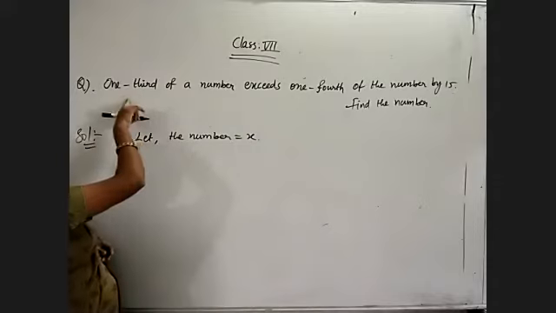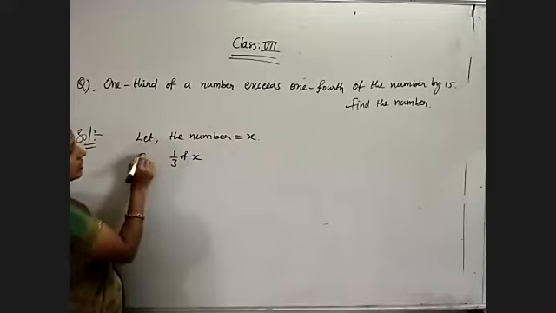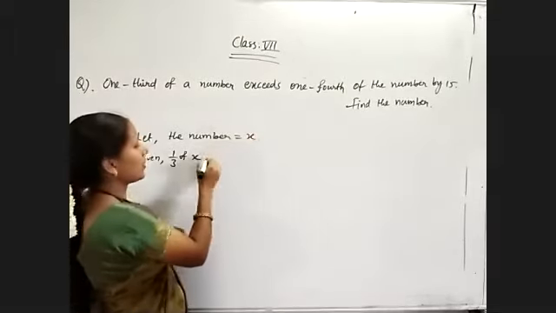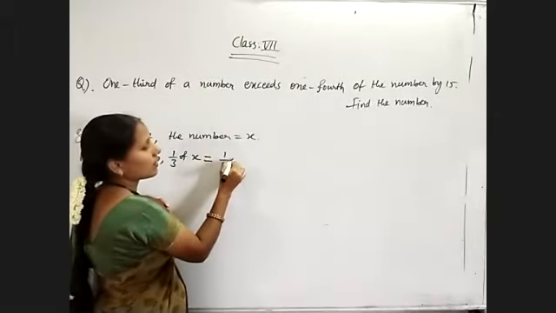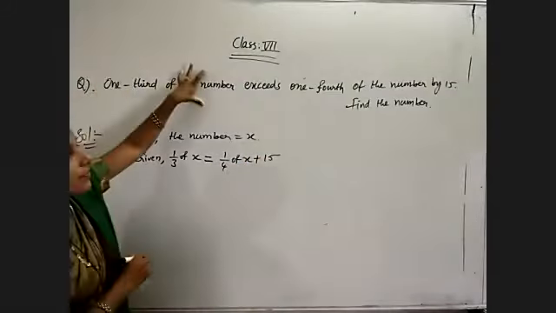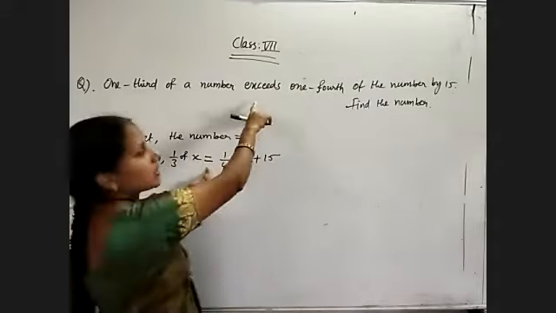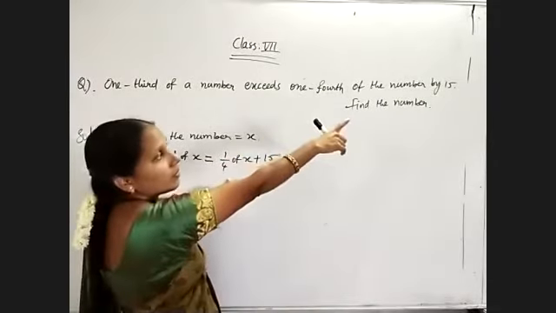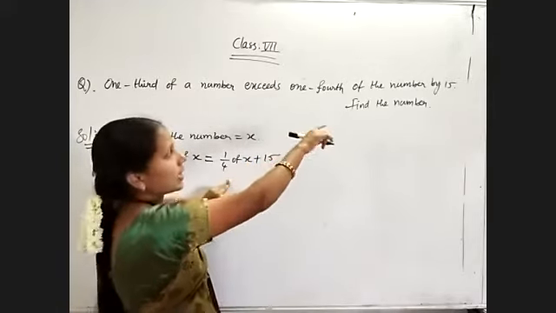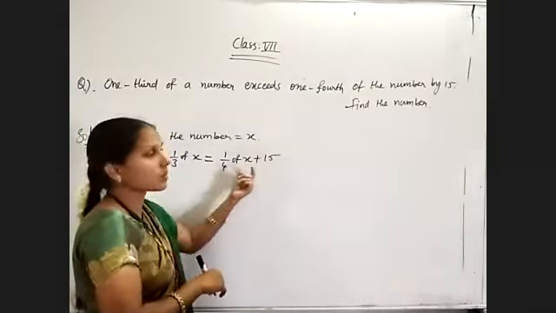And given that 1/3 of the number, that is 1/3 of x, exceeds 1/4 of the number by 15. Once again, see, 1/3 of a number, 1 by 3 into x. Exceeds means that is equal to 1/4 of the number. Exceeds 1/4 of the number by 15. Exceeding means plus, means 1/4 of the number plus 15. That is 1/4 of x plus 15.